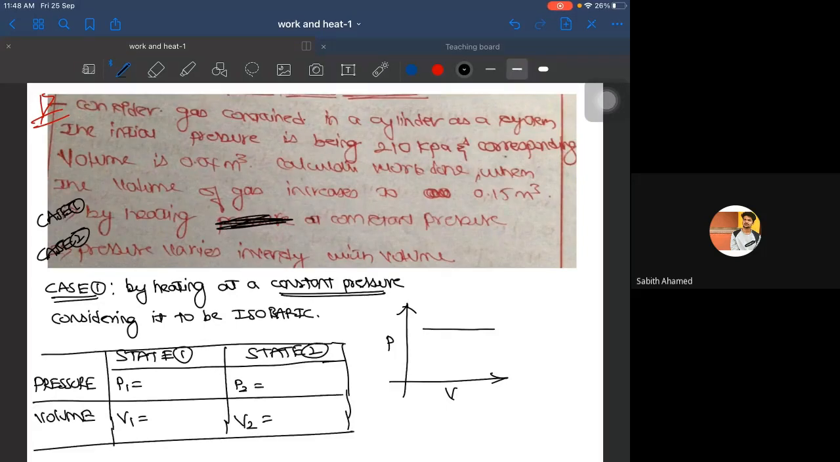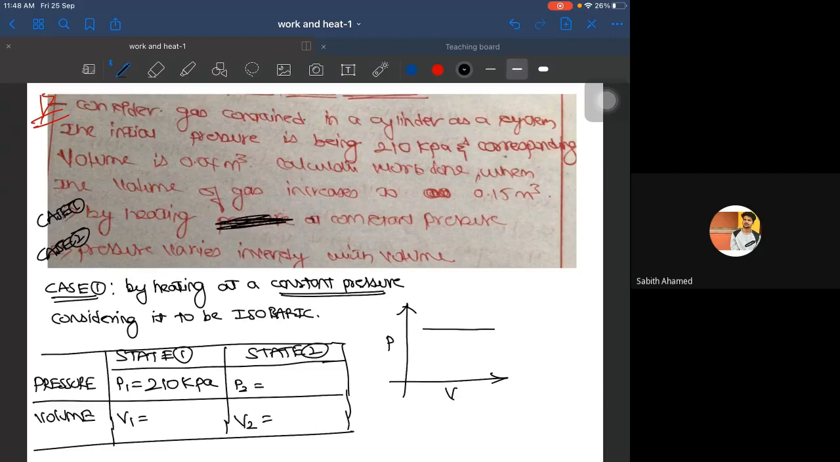Yes? P1 is 210 kilopascal. So P1 is 210 kilopascal, correct? That is right. So what about P2? Any information regarding P2 is given in the problem? Unknown.